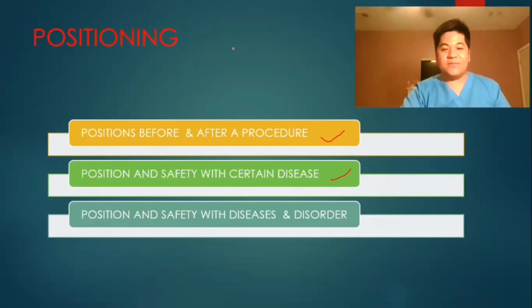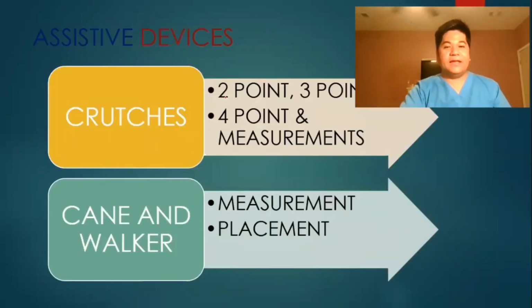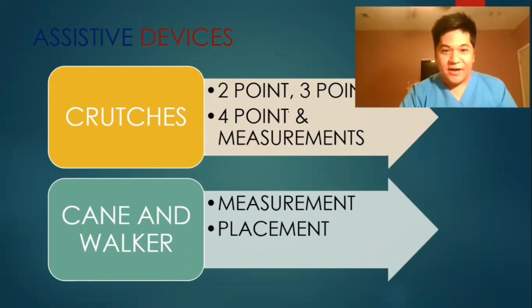Position and safety with the disease and the disorder. There are certain considerations when we need to do it. That's also their favorite questions. Now for assistive devices, mostly their favorite is crutches, like the 2-point, 3-point, and 4-point gait, and their measurements.